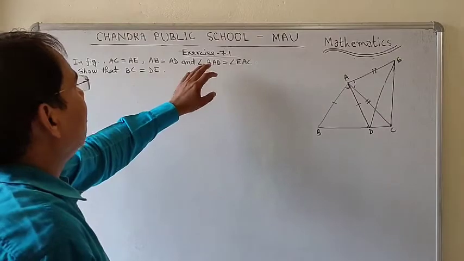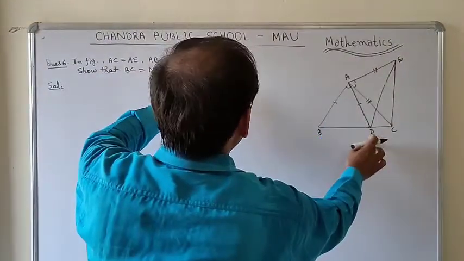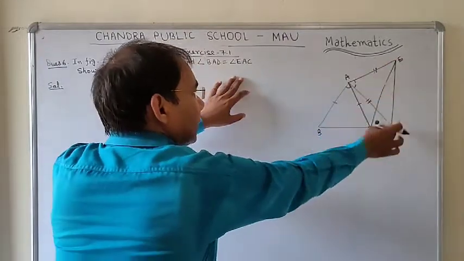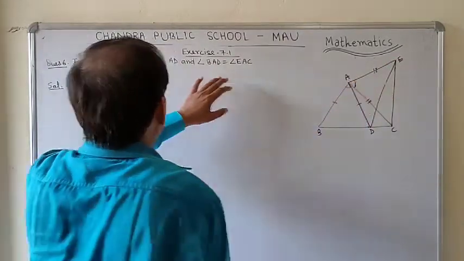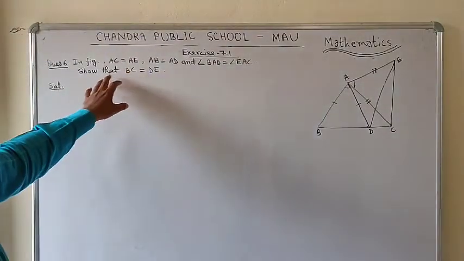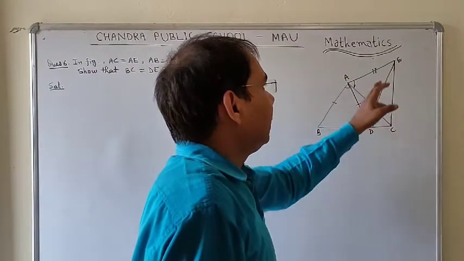One more thing is given: angle BAD equals angle EAC. These two angles are equal. Now you need to prove that BC equals DE.